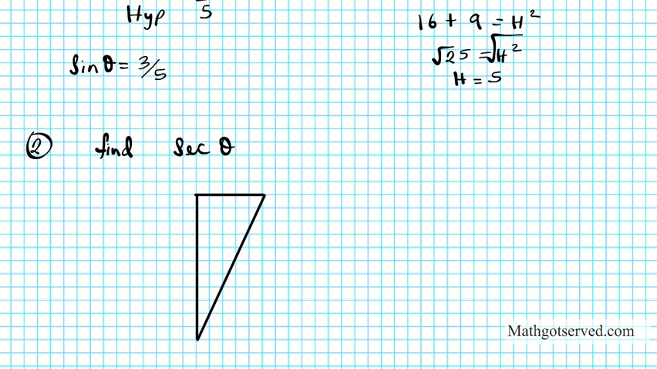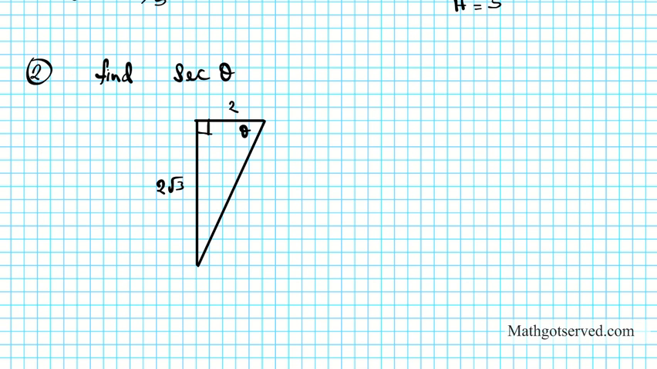All right, and where two angles are indicated, the 90-degree angle, the right triangle, and the theta. Okay, and then we're given that this is 2 root 3 and this is 2, and we want to find secant theta. Okay, all right, so let's go ahead and do it.